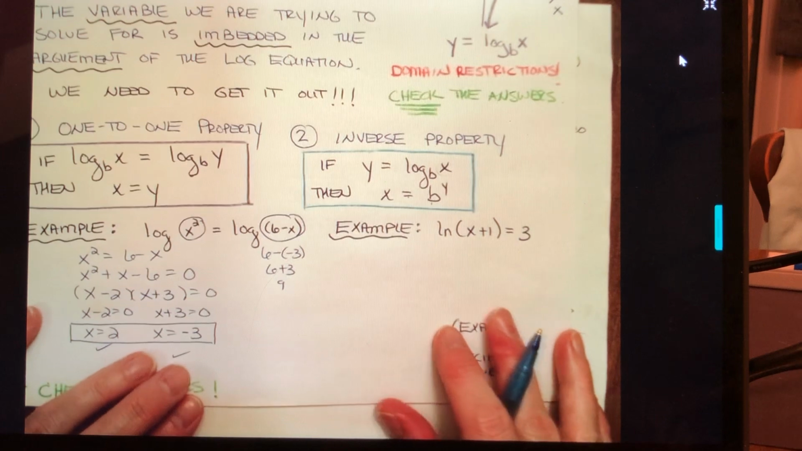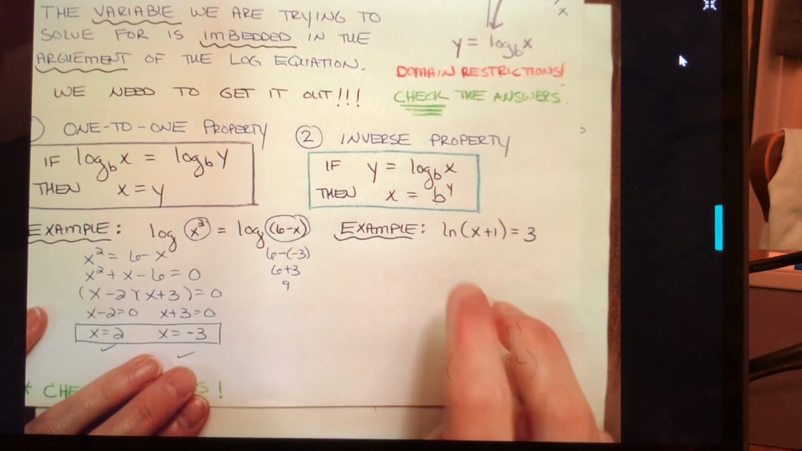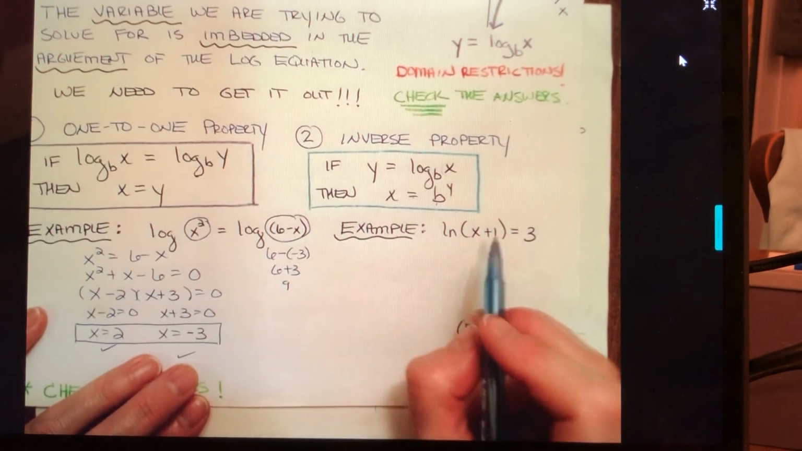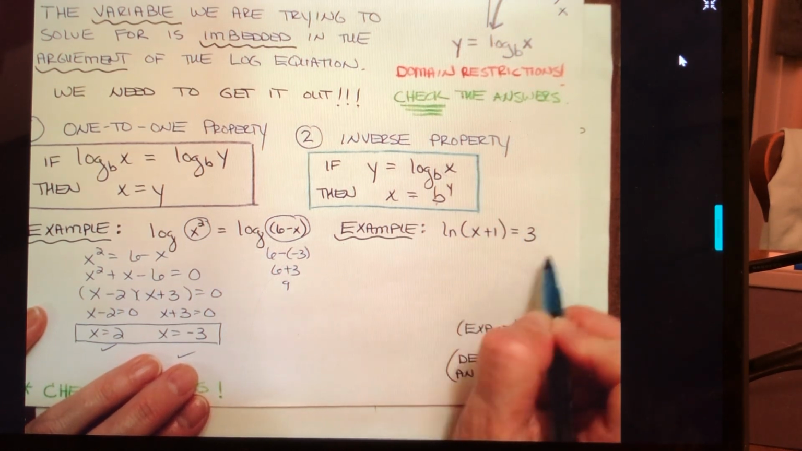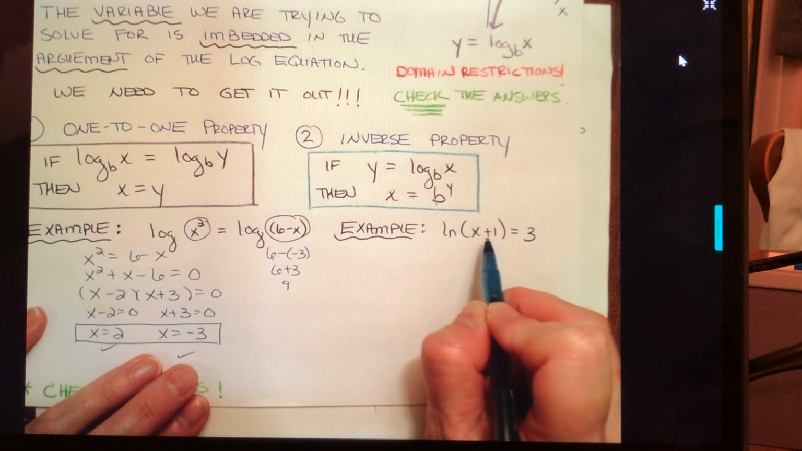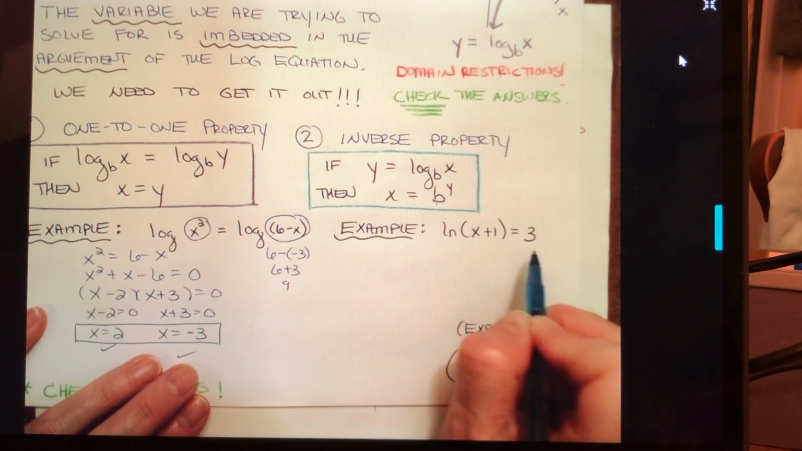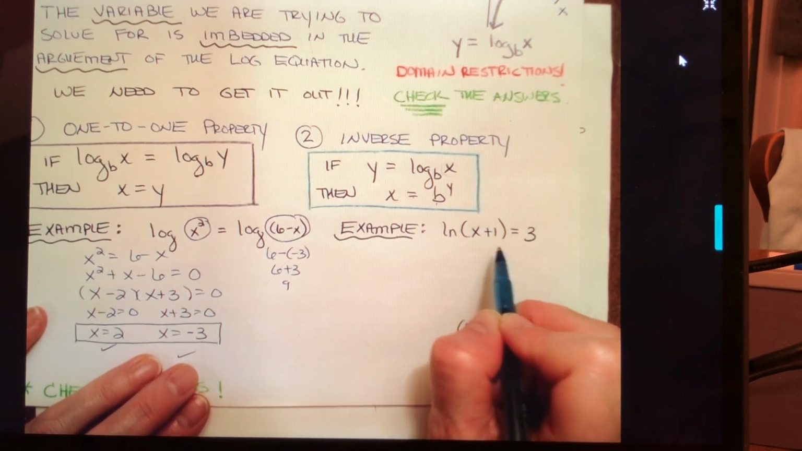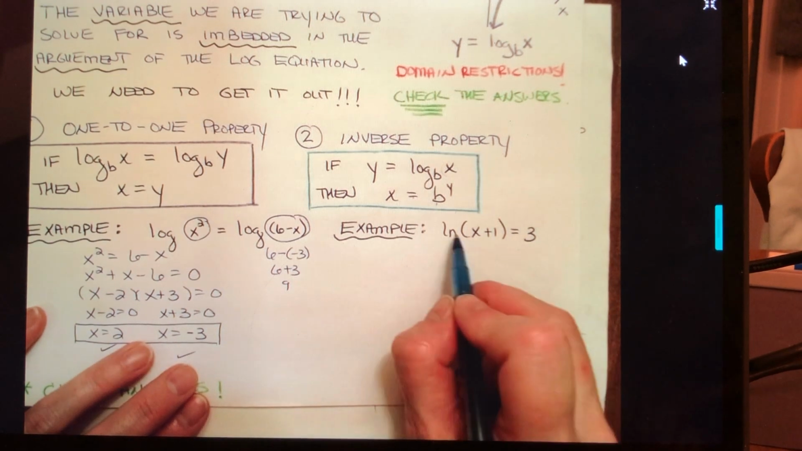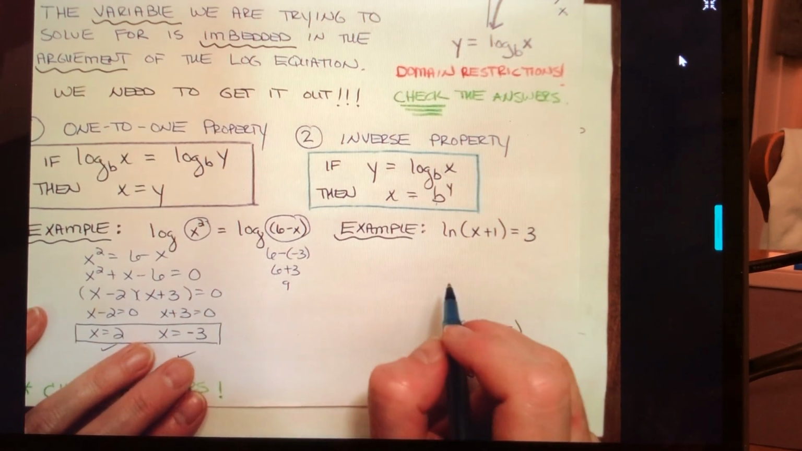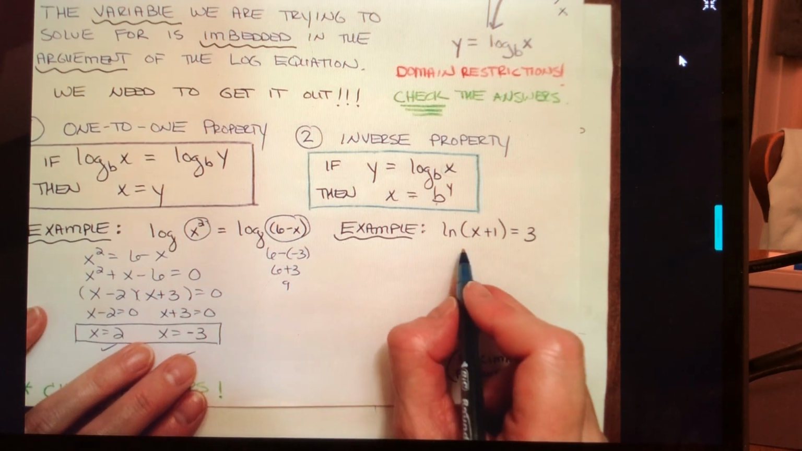Okay, so if I look at this example, this is not one-to-one. I do not have a log equals a log. And so I'm going to use the inverse property. Now, I can't use the inverse property until I do have a single log equals a number. And this one was already set up that way. In the other video I'm going to do, that won't be the case, so we'll have to do some manipulation first. But this is ready to go to write it as an exponential.